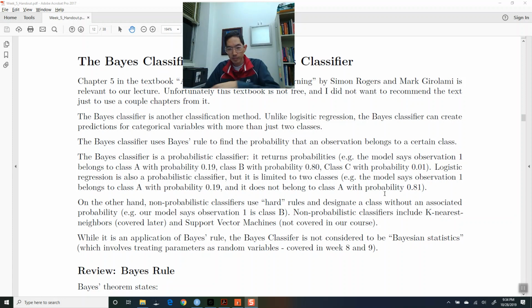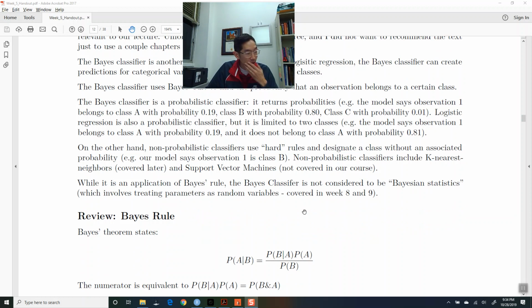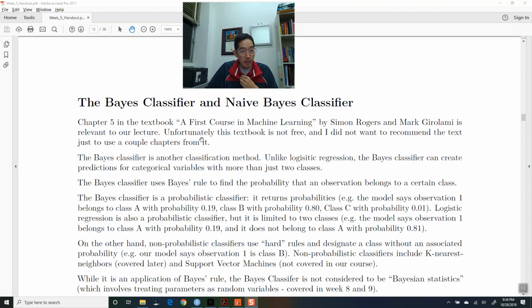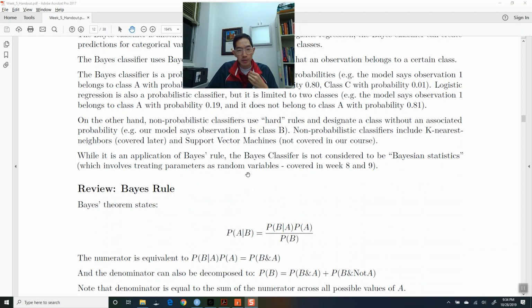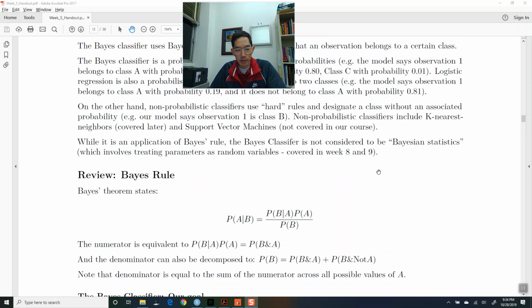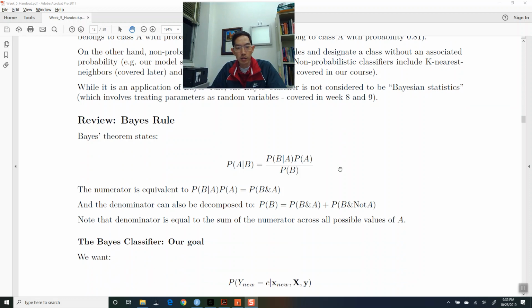Just one clarification here. It's called the Bayes classifier, and it uses Bayes' rule, but we would not consider it to be a Bayesian statistics method at this point. We're still using frequentist or maximum likelihood methods for parameter estimation. That's just a side note. Later on, we'll look at Bayesian statistics in probably weeks 8 and 9 of our class.